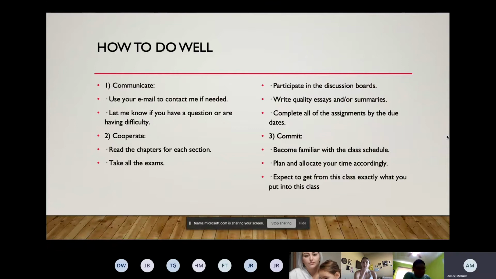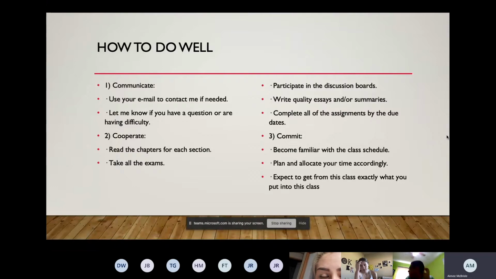How to pass this class, it's pretty simple. Communicate with me. If you have questions, concerns, email me, come to the office, let me know. Let me know if you're having any issues or questions. Also communicate in class in the form of participating with the class. A lot of you guys are doing a really good job of that already today, of being vocal and letting me know things, which I appreciate greatly.